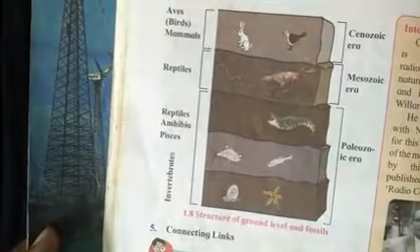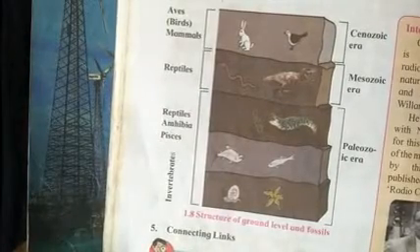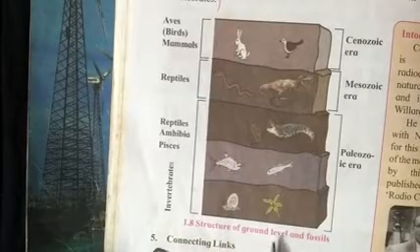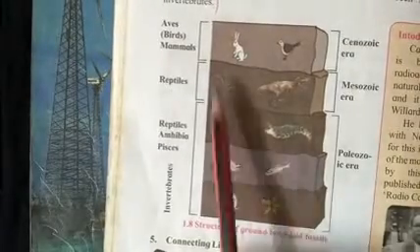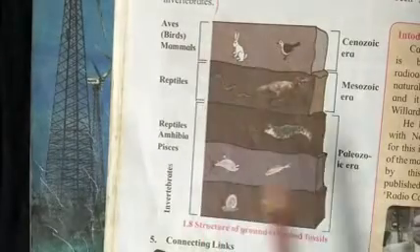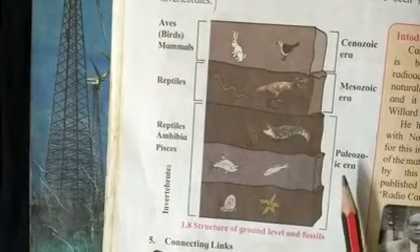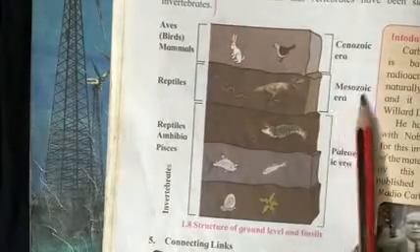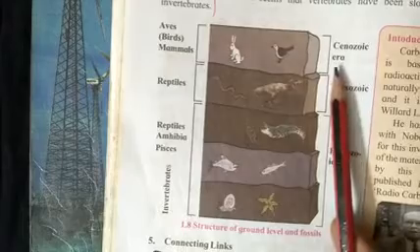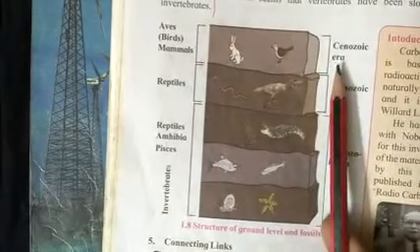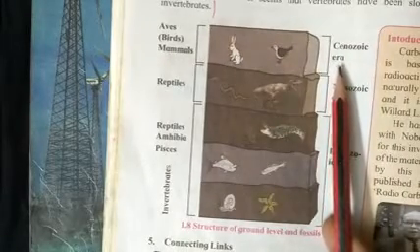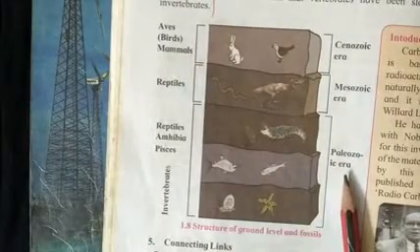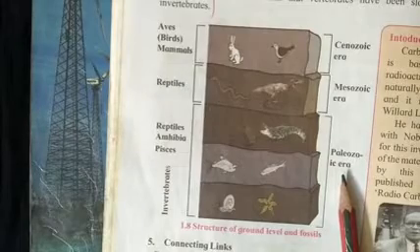Children, in your textbook, lesson number 1, page number 6, there is a diagram showing the structure of ground level and fossils. So in this diagram, we see that we have divided the time in Paleozoic era, Mesozoic era, and Cenozoic era. Cenozoic era is the recent period. Paleozoic era was the time long back.